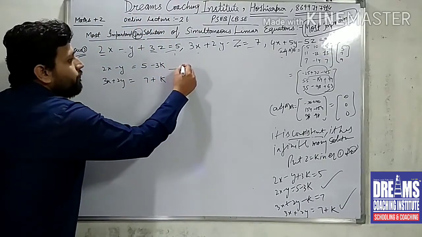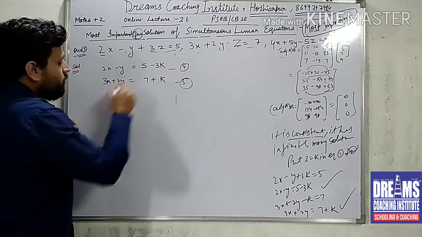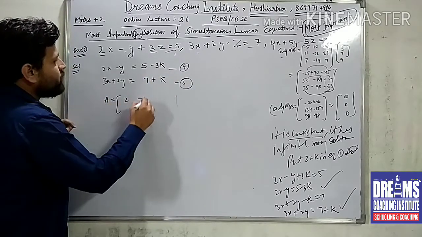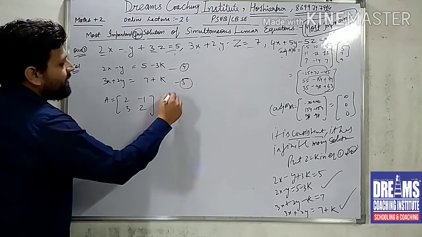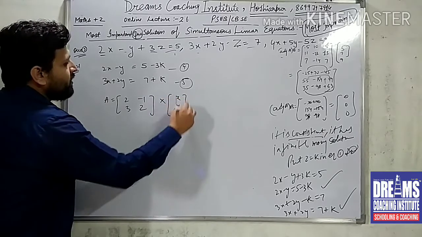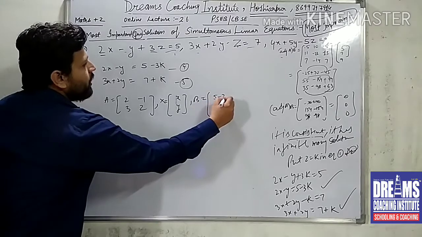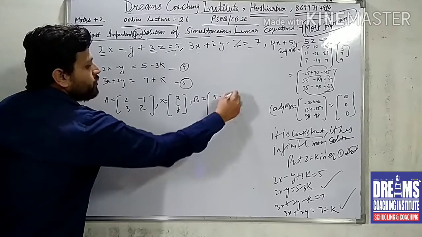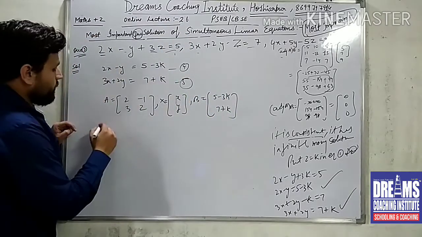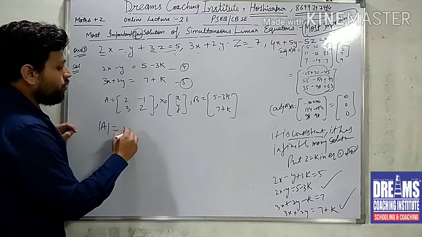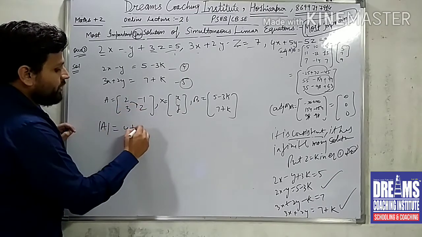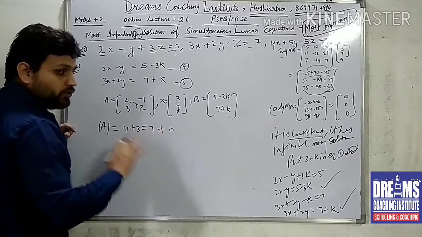Now again, this is equations 4 and 5. So write the A matrix: 2 minus 1, 3 2. Then write X, that is x and y here. Then write B. What is B here? 5 minus 3k and 7 plus k. So you have to repeat the whole step again. The determinant is 2 into 2, which is 4, minus of minus 3, which is plus 3. This is 7, not equal to 0.